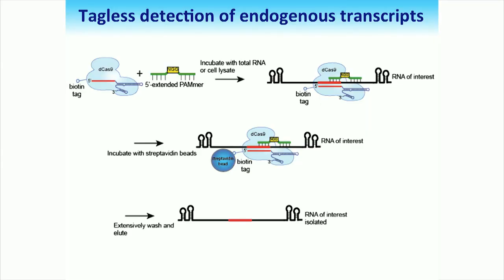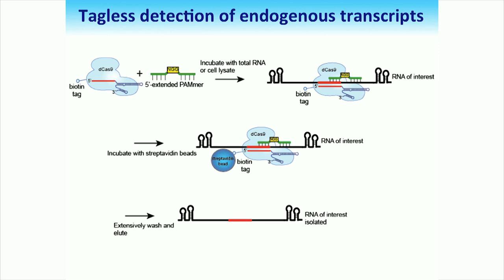The idea was to create a tagged form of Cas9 that contains a biotin, so we can easily isolate it later by affinity purification. Then we use the deactivated form of Cas9, which has inactivating mutations in the catalytic domain, so it won't actually cut nucleic acid. And then the trick was to provide an appropriate form of this PAMmer to trigger binding of this complex to single-stranded target sequences in RNA.